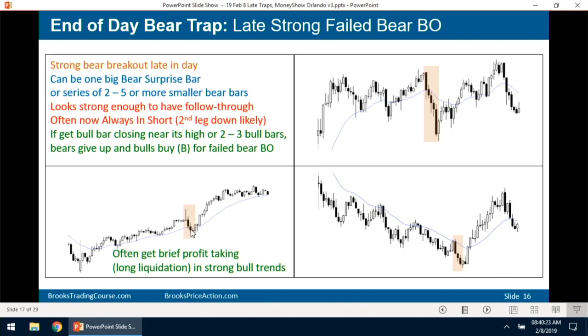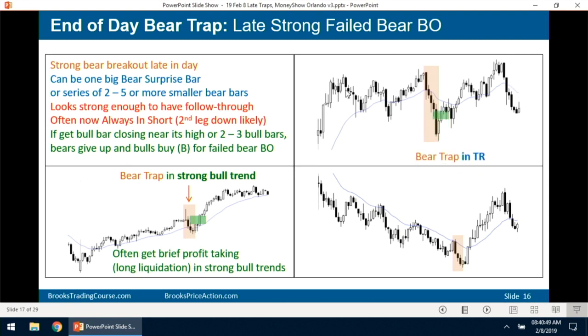And sometimes the sell-off is strong enough to make you think you're going to get a second leg down. If instead the bull trend resumes and you don't get the second leg down, any bears who short are trapped. So you can get a bear trap in a bull trend, and if you see a bull bar closing on or near its high, you buy above the bull bar, and the bears who did short, they'll get out above that bull bar as well.